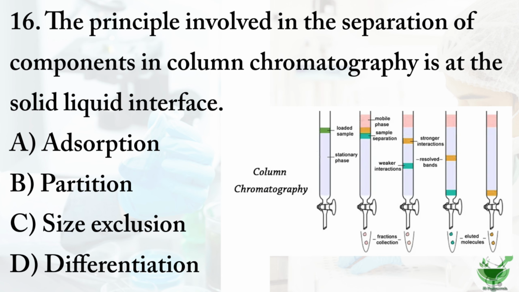Question number 16. The principle involved in the separation of components in column chromatography is at the solid-liquid interface. Option A, adsorption. Option B, partition. Option C, size exclusion. Option D, differentiation. The correct option is option A, adsorption.